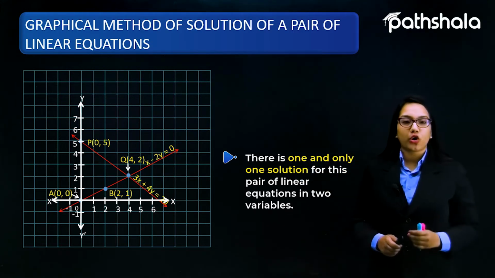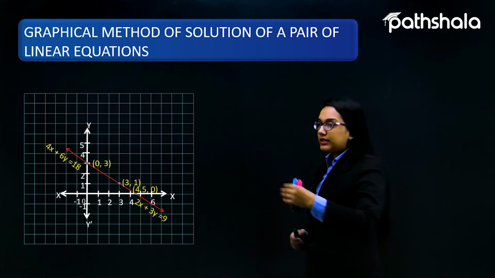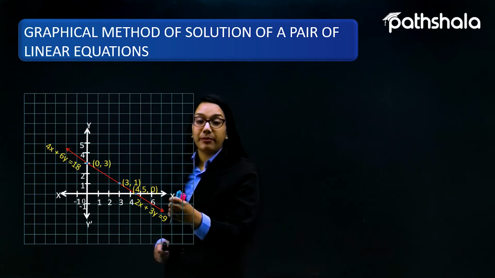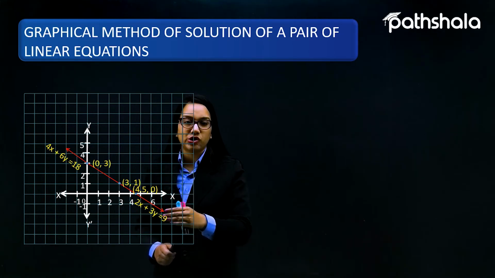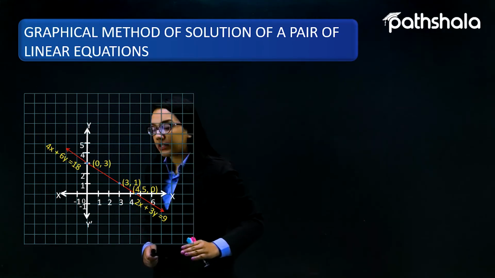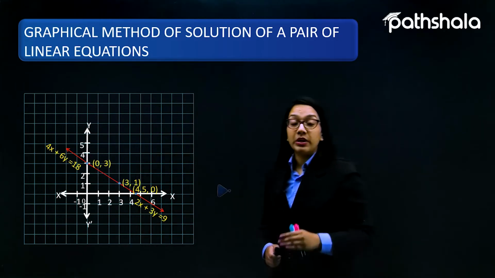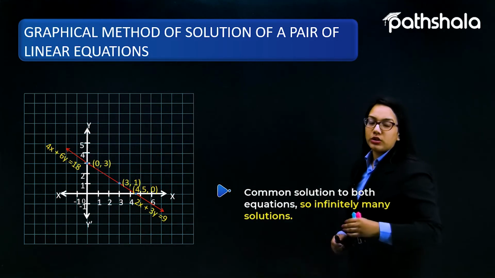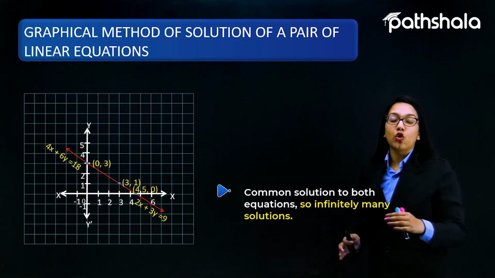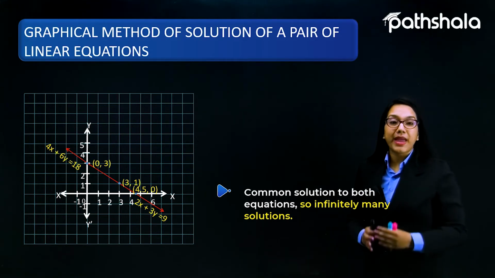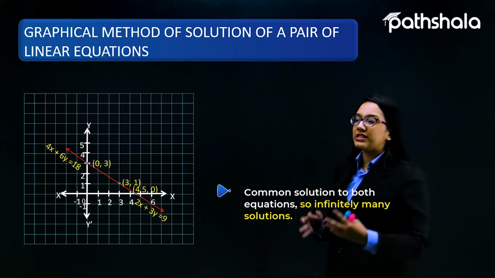Now let's talk about another example that we have already done, and this is its graph. As you can see, both of the equations represent a single straight line, and we also call them coincident in nature. So what can we conclude about the solution? They have a common solution to both the equations, so infinitely many solutions.